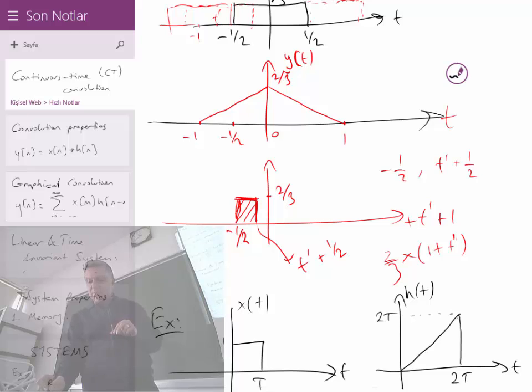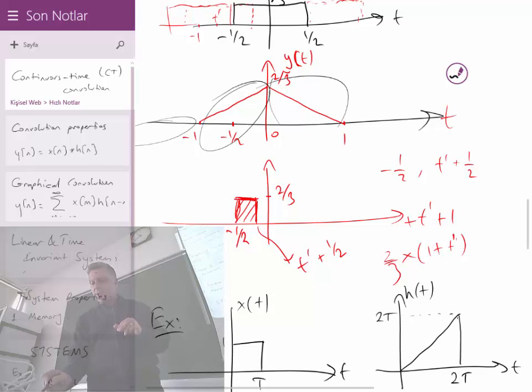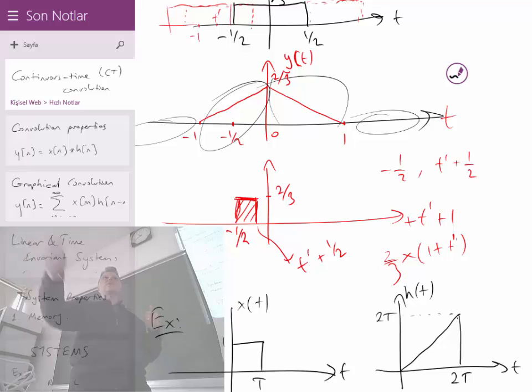For this one, you must give the formula for this inclination from -1 to 0. You must give the formula for this line from 0 to 1. And you must also give the formula for the rest, before -1 and after +1. Piecewise formulation.